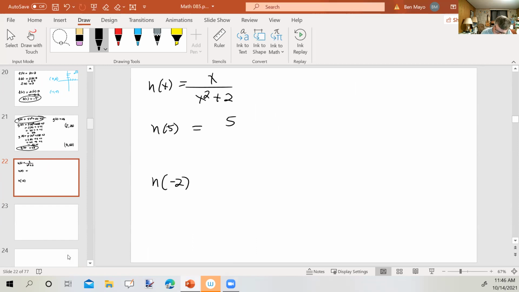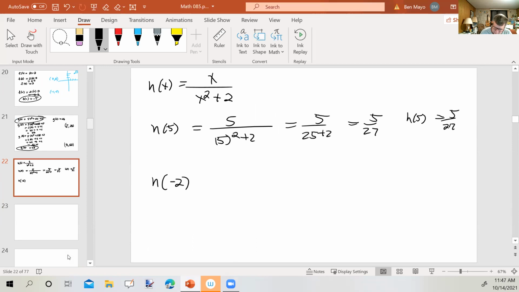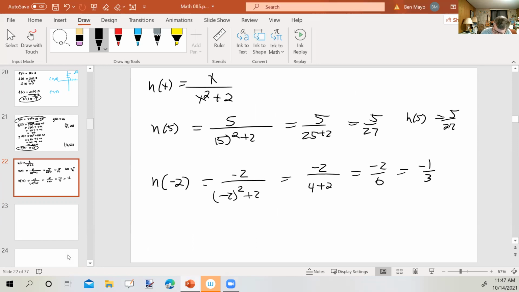So h of 5 would be 5 over 5 squared plus 2, which is 5 over 25 plus 2, which is 5 over 27. So h of 5 equals 5/27. H of negative 2 would be negative 2 over negative 2, the quantity squared, plus 2, which is negative 2 over 4 plus 2, which is negative 2 over 6, which could be reduced down to negative 1/3. So h of negative 2 equals negative 1/3.